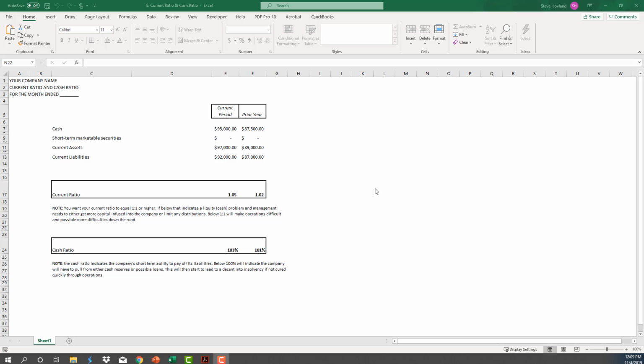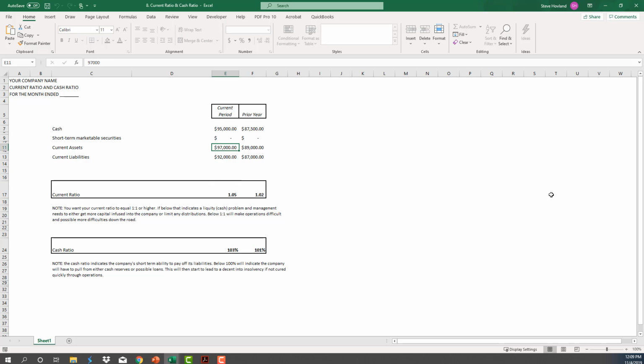So this is an example of a current ratio, and I also have the cash ratio on here, which we'll go over in a little bit, but I wanted to show you the current ratio first. In this situation, and these are just numbers so you can see how it flows through, this company has $97,000 in current assets, $92,000 in current liabilities. So their current ratio calculates out to 1.05, which means at least your current assets are bigger, and so you can manage your liabilities. Same thing with the prior year.